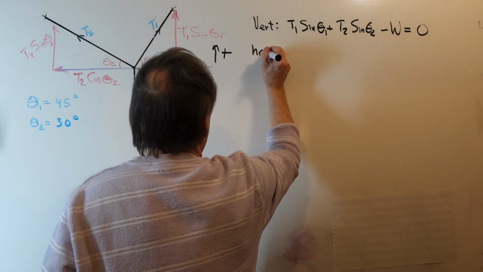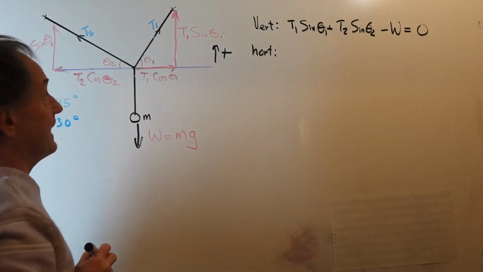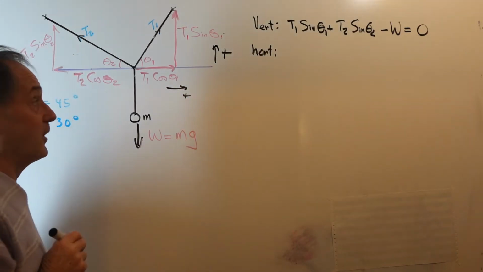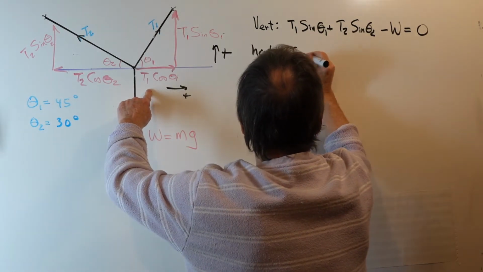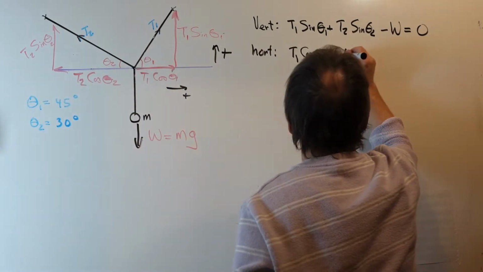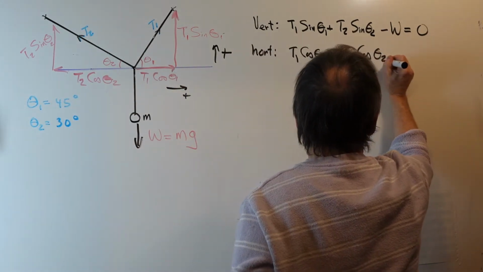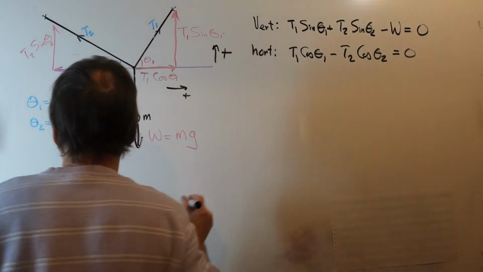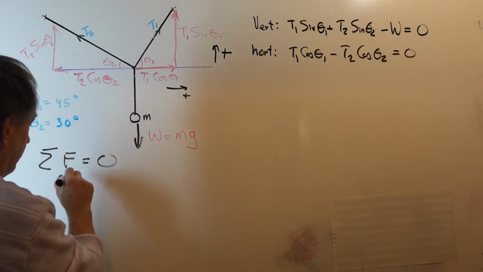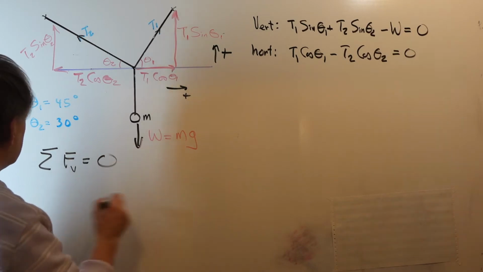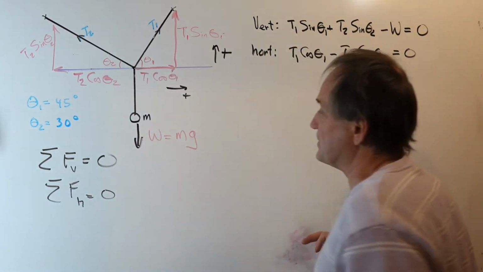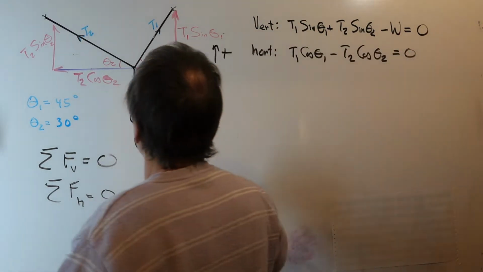Now, in the horizontal, we sum the forces, and they have to also be 0. Well, let's choose to the right as positive force. So, we have T1 times the cosine of theta 1. T2 is directed to the left, so that's a minus T2 times the cosine of theta 2, and that's also equal to 0. Remember, in statics, the sum of the forces is equal to 0. The sum of the forces in the vertical sum to 0, and the sum of the forces in the horizontal equal to 0. And that's what these two equations represent. This is a statics problem.